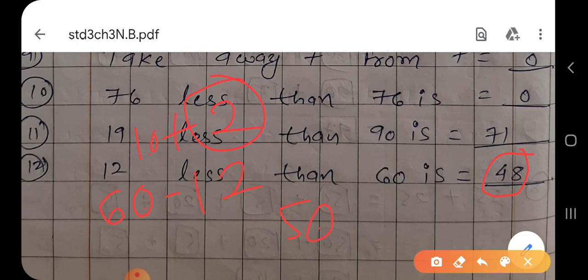So again, 12 means 10 plus 2. First of all subtract 10 from 60, then subtract 2. So 60 minus 10 is 50 and 50 minus 2 is 48. So 12 less than 60 is equal to 48. So the answer of 12 is equal to 48.